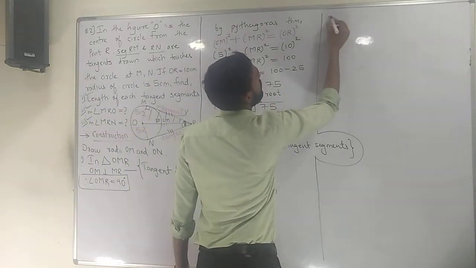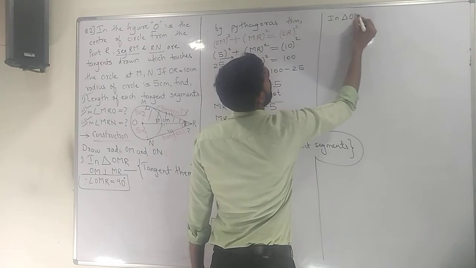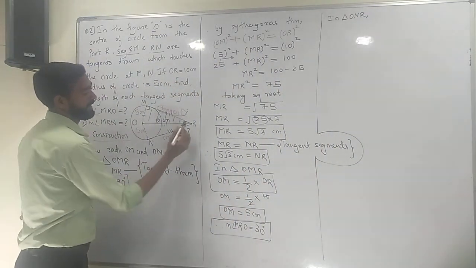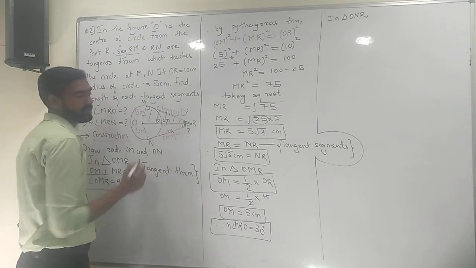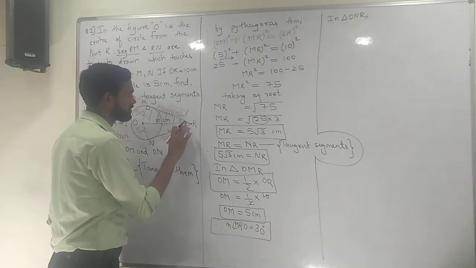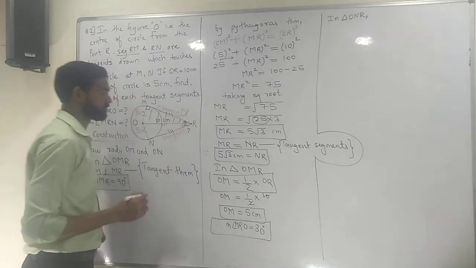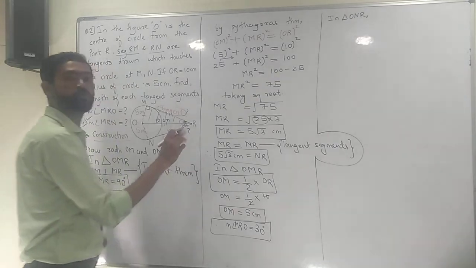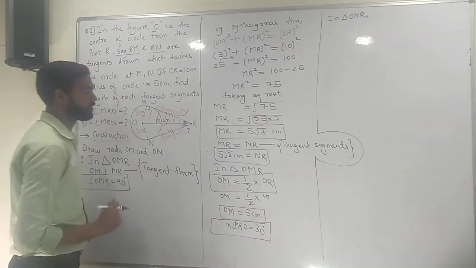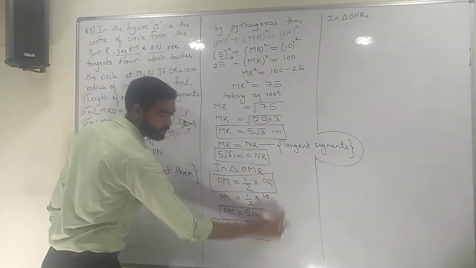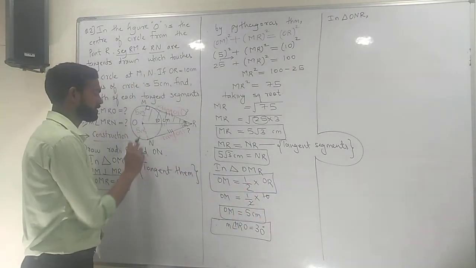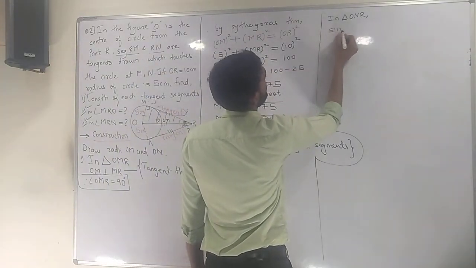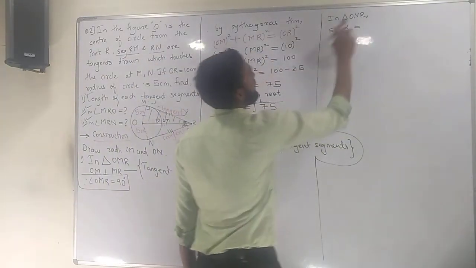In triangle ONR, again I need to find this lower theta. Or you can take this as alpha. Okay? We'll consider this angle as alpha. Now I'm using another method to find this angle. First method I have shown you this one. Now we'll select the second method. So this is my alpha. Let's say I'm writing sine alpha in triangle ONR.